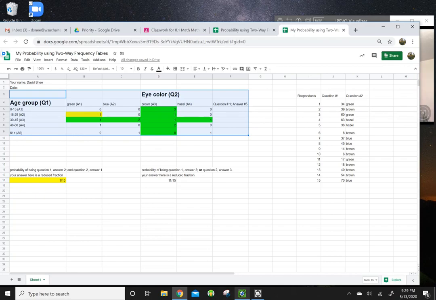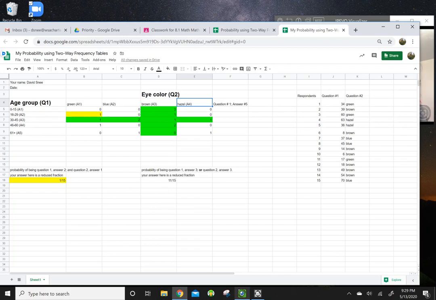And then over here on the other side, you see this box. It says eye color. That's question 2. What color are your eyes? And for that question, there were 4 possible responses. The first answer was green. The second answer was blue. The third answer was brown. And the fourth answer was hazel.